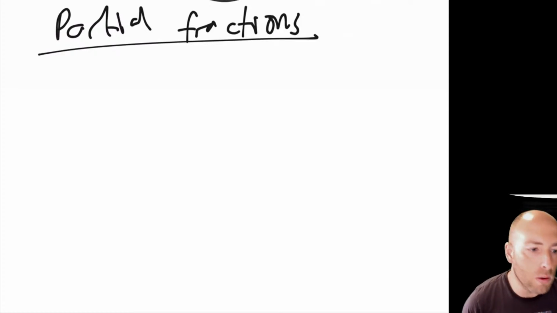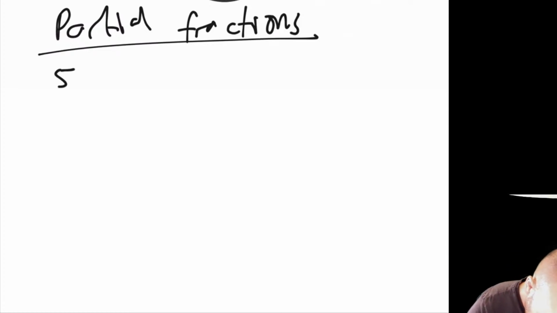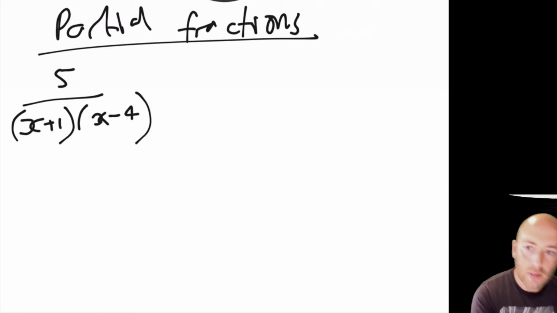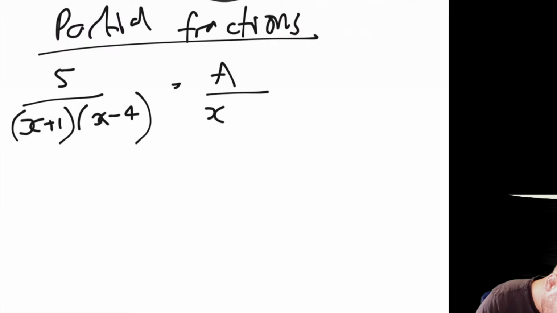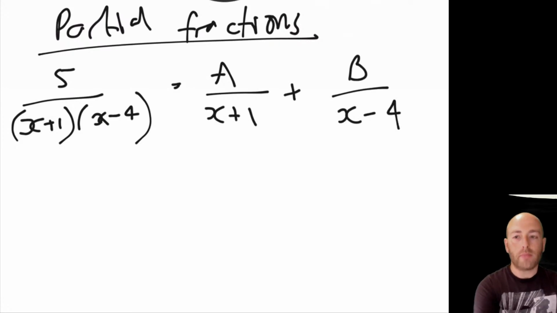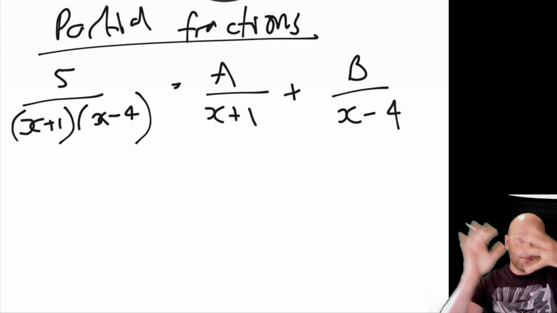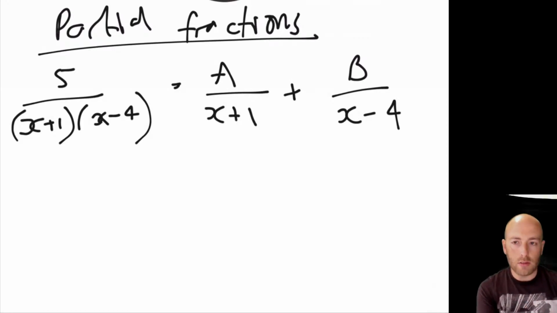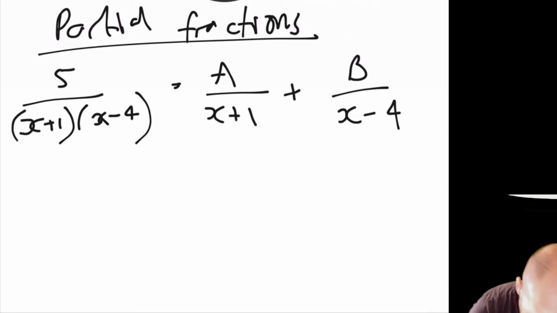All right. So we're going to try and split 5 over (x plus 1)(x take 4) into partial fractions. So we're going to split it up into two fractions. One of the denominators is going to be x plus 1, so A over x plus 1. The other denominator is going to be B over x minus 4. So what we're trying to do is to find out what A and B are. When we add these fractions together algebraically, we compare them to what's on the left-hand side and use that to solve for A and B.